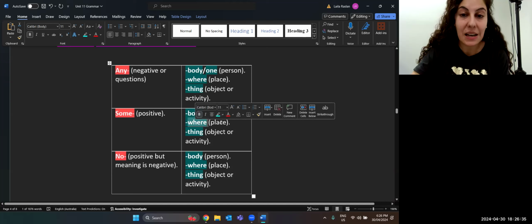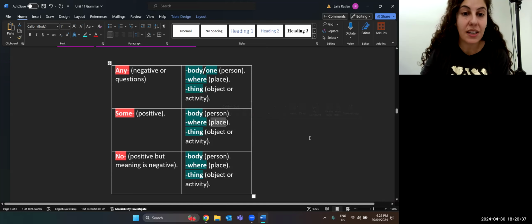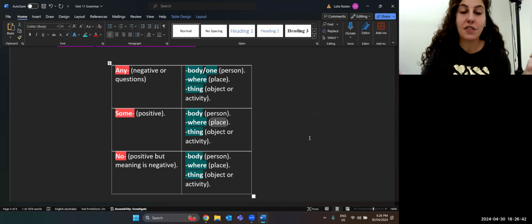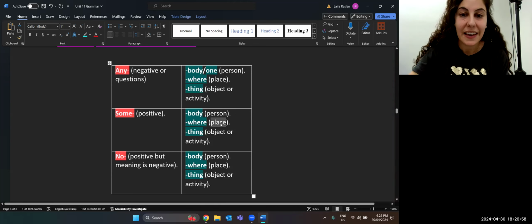Somewhere. If I say somewhere, it means I'm talking about a place. So for example, have you been somewhere where you can find lots of nature? I've left my phone somewhere. I don't know where it is. About a place, somewhere.